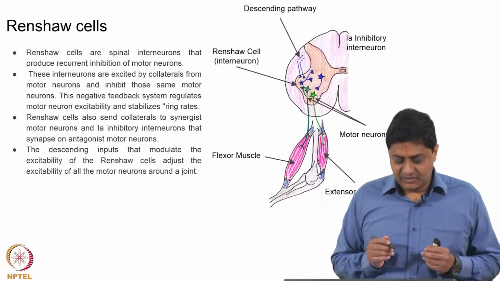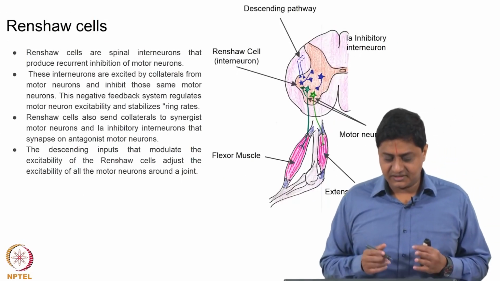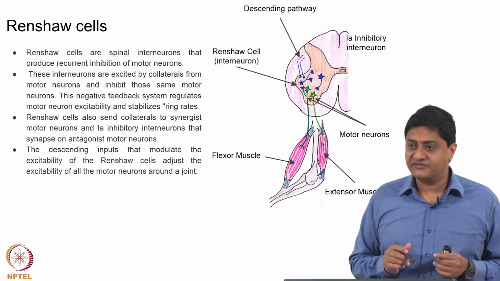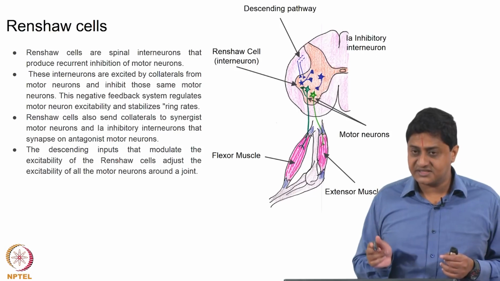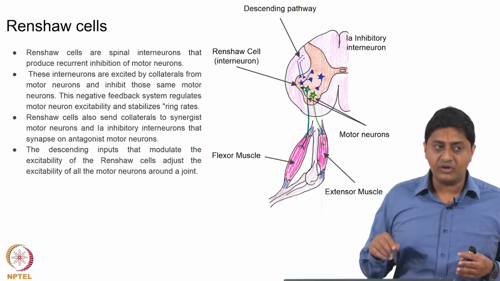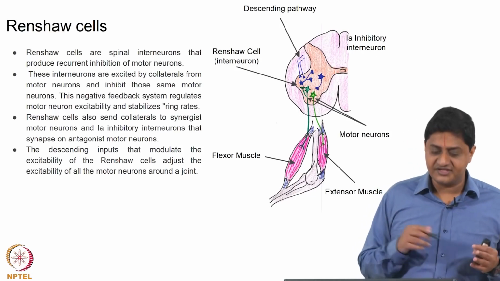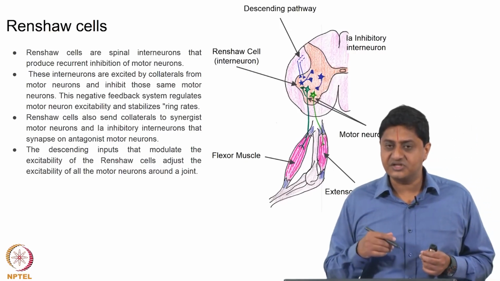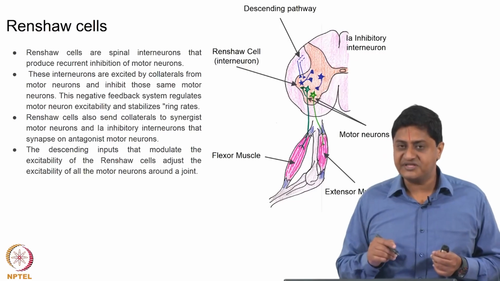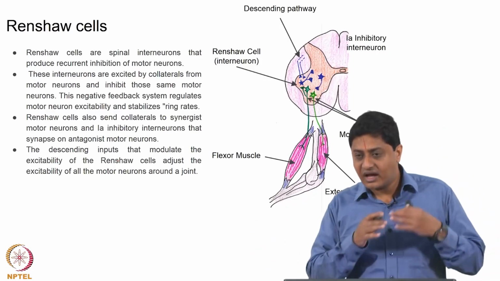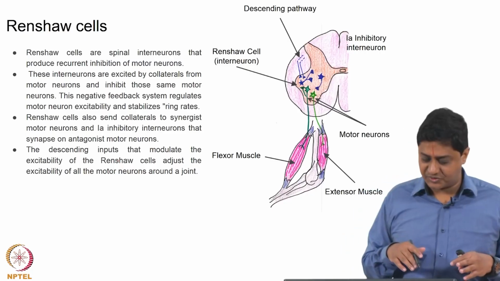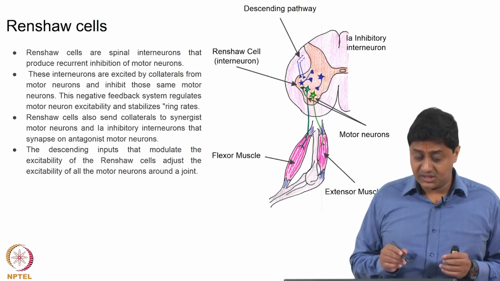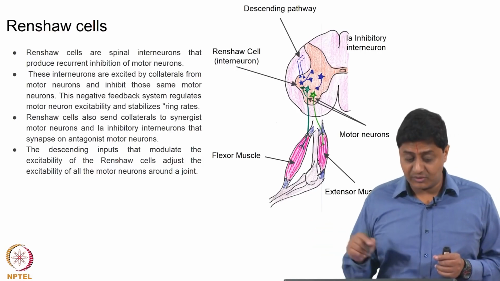And we discussed what these Renshaw cells are. Renshaw cells are interneurons that produce inhibition of the neuron that excites them, and also of the motor neuronal pool of the synergists. So if the biceps is contracting, its Renshaw cell will inhibit the brachialis and brachioradialis, all its synergists, and their gamma motor neurons. These interneurons are excited by collaterals from several motor neurons.